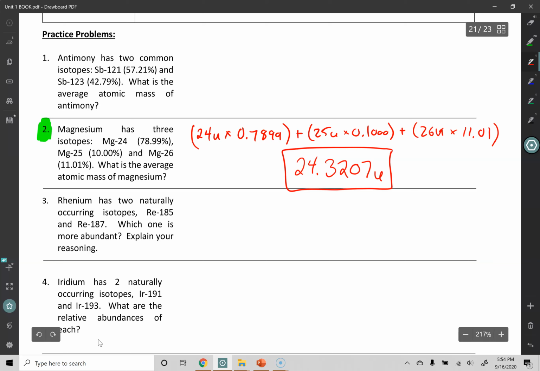Sanity check. I'm somewhere between 24 and 26. Yeah. The 24 isotope is the most abundant and pretty close to 24. Good. And finally, I can check the periodic table. Magnesium on the periodic table is 24.305U. Plenty close enough. I'm not off until I get into the hundreds place. I've got other practice problems to play around with as well, so hopefully you feel confident doing that. Let's get back to the lesson.